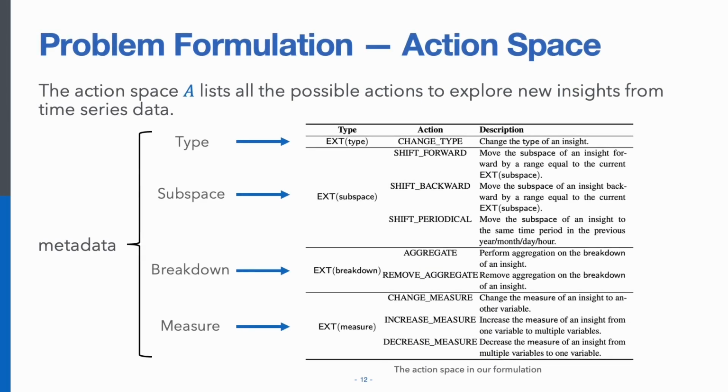From the current state, the agent selects an action to discover a new insight, which constitutes the latest insight of the next state. The action space lists all the possible actions to explore new insights from time series data. To formulate the action space, we referred to the metadata of insight. The new explored insights differ from the current insight by one element of the metadata, with each corresponding to a specific analysis behavior.